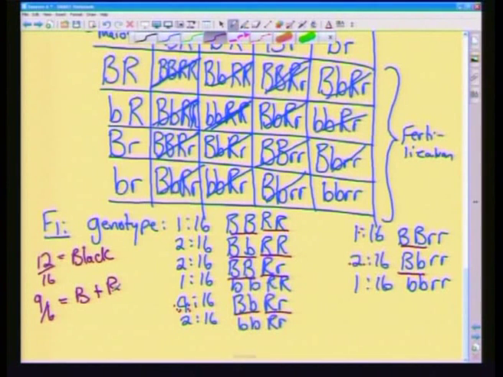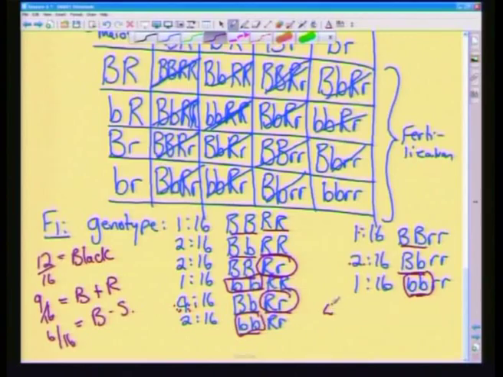All right? Then we have to look at those that are going to be black with a smooth coat. So black with a smooth coat, there's 1, there's 2. So that's 6. 6 out of 16 are going to be black with a smooth coat. And we then look at white, we've only got 1, 2, 3, 4. So 4 out of 16 are going to be white.